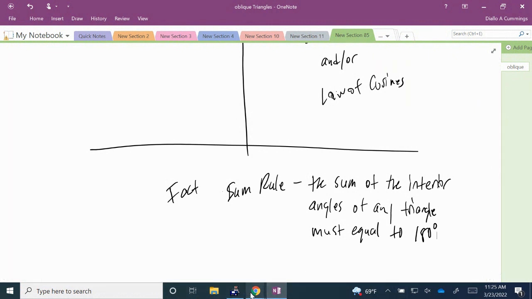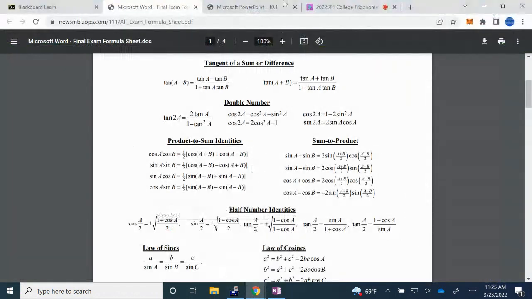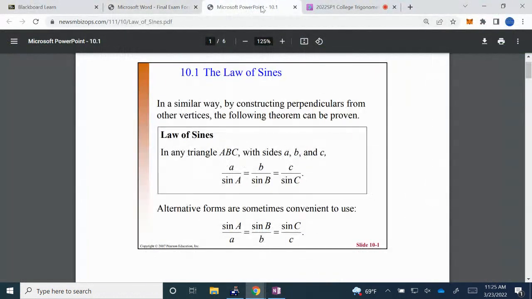All right, so with that being said, I'm going to go back to the lecture notes. And here we have the law of sines. The law of sines reads, in any triangle ABC with sides A, B, and C, we have that side length A divided by the sine of angle A is equal to side length B divided by the sine of angle B, and that's equal to side length C divided by the sine of angle C.